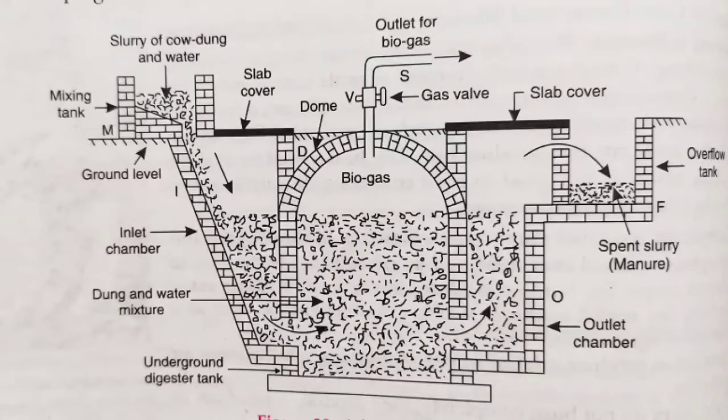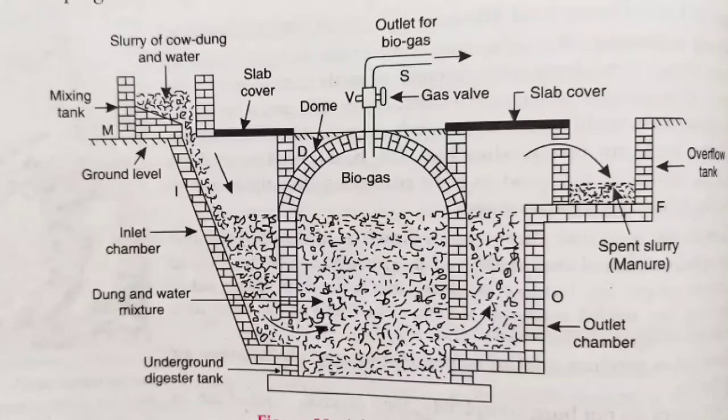It takes about 50 to 60 days for the new gas plant to become operative. So during this period, the cow dung undergoes degradation by anaerobic bacteria in the presence of water. So with the gradual evolution of biogas, this biogas starts collecting in the dome, and as more and more biogas collects in the dome, जैसे जैसे ज़्यादा से ज़्यादा गैस जब कलेक्ट होती है तो it exerts pressure. तो क्या क्रिएट करती है? प्रेशर एक्सर्ट करती है on the slurry in the digester tank and forces the spent slurry to go into overflow tank F through the outlet chamber O.